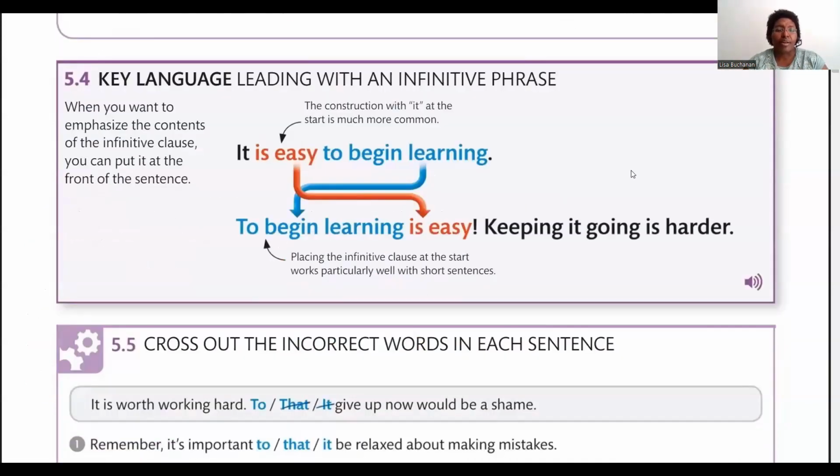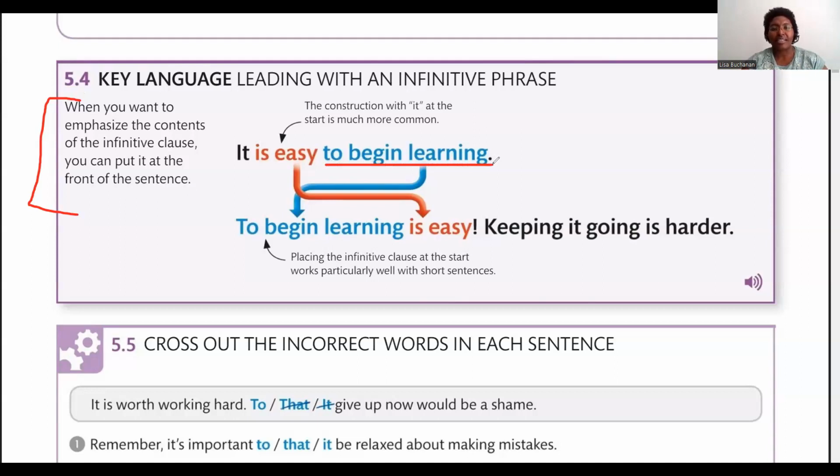I'll give you an example of how we can emphasize something in a sentence. So, key language: leading with an infinitive phrase. We saw how we lead with the it clause, and then we have the to clause or the that clause. But what if we want to emphasize something? So let's read our side note here. When you want to emphasize the content of the infinitive clause, you can put it at the front of the sentence. So basically what they're saying is we're going to take this first piece.